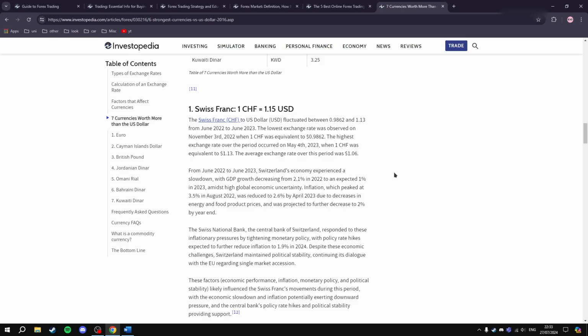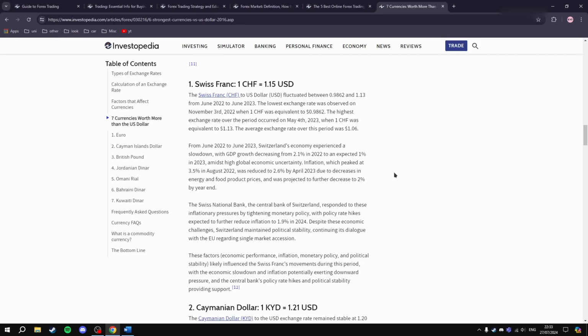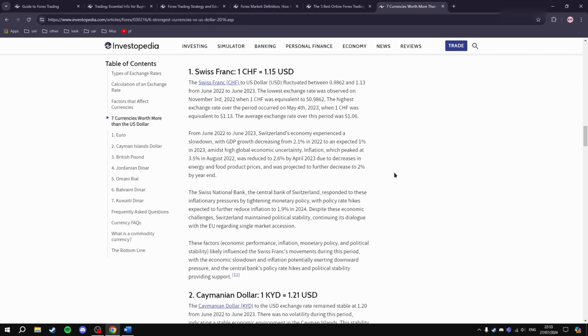From June 2022 to June 2023, Switzerland's economy experienced a slowdown, with GDP growth decreasing from 2.1% in 2022 to an expected 1% in 2023.